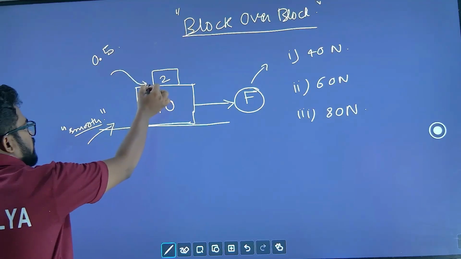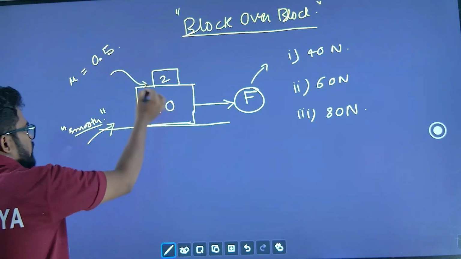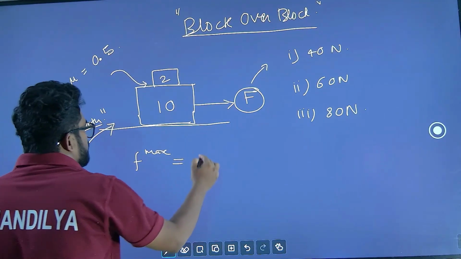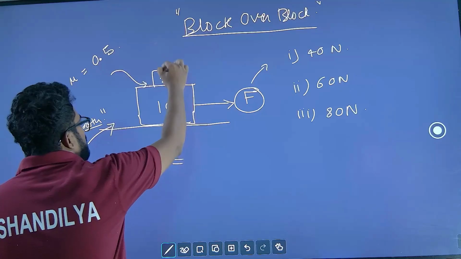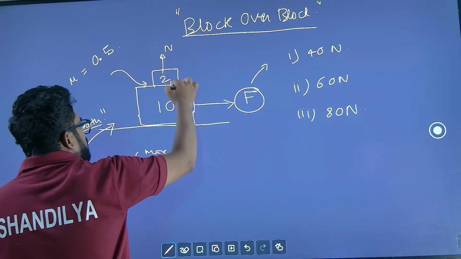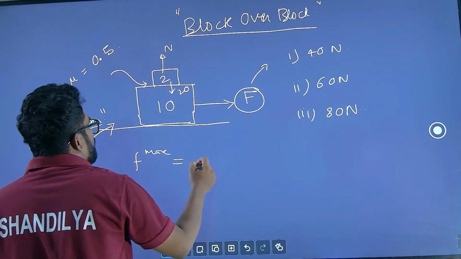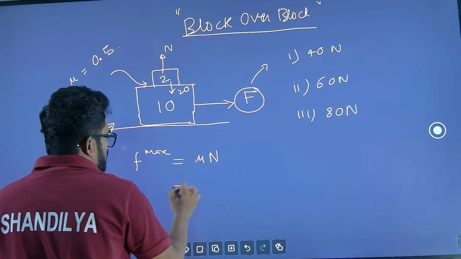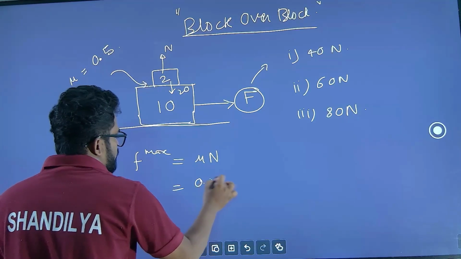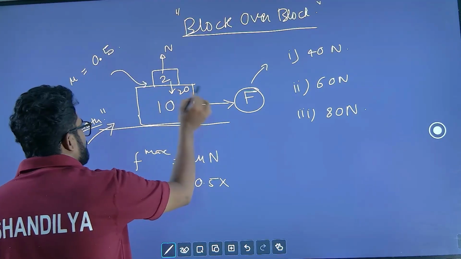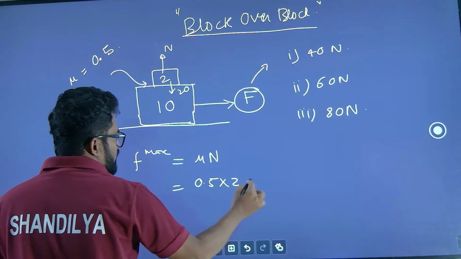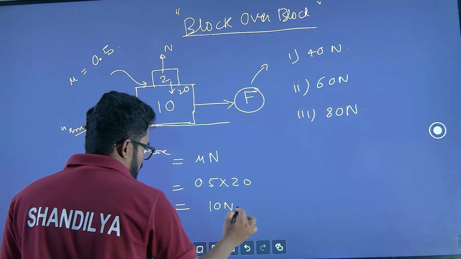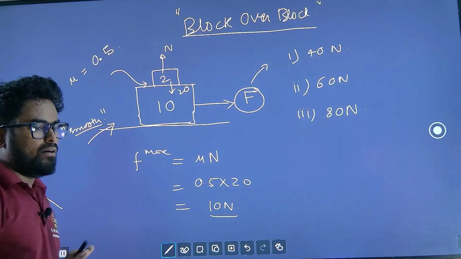There is a friction coefficient mu equals 0.5. So first of all, we will calculate the maximum available friction. Maximum friction is given by mu into normal. So if you talk about normal upward, downward must be how much? 20. Okay. So normal is 20. So friction is mu into normal, so mu 0.5, normal 20, so it would become 10 Newton. So we have 10 Newton of maximum available friction.